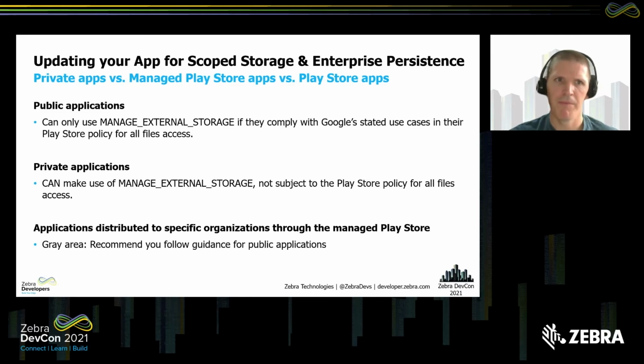So from what I understand in conversations with Google and reading forums and everything, for public applications, if you are posting your application publicly to the Play Store, then you can only use the manage external storage permission if you comply with Google's stated use cases. Stated use cases, for example, is you need to be a file browsing app, or I can't remember the others off the top of my head, but essentially you need to have a good reason to access all of the files on the device. So publicly, you need to comply with these use cases.